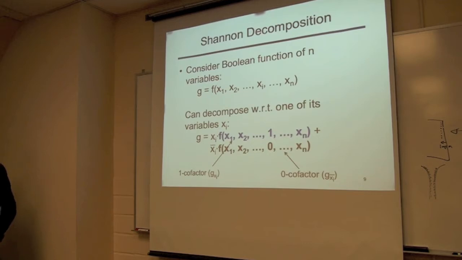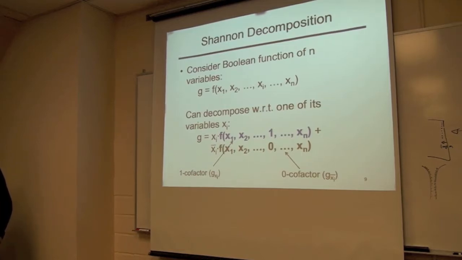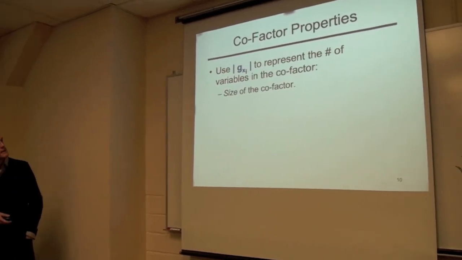And this first part right here, where xi is given a value of logic 1, is called the 1 cofactor. And that can be denoted by g sub xi. And the second chunk right here, where xi is given a value 0, that's called the 0 cofactor. G sub xi bar is the notation for that. So there's a 1 cofactor and a 0 cofactor.